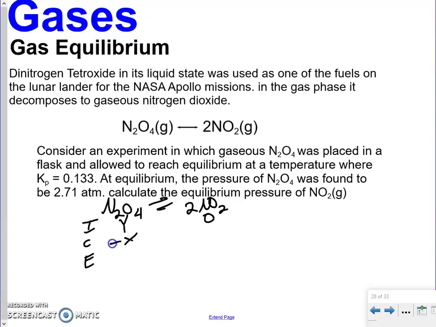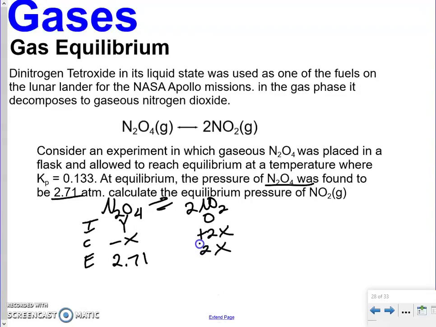From there, we have minus X for the N2O4 plus 2X. And I know it's plus and minus here because I have 0 of the NO2, so it has to shift to create that NO2. So plus 2X, the 2 coming from the coefficient, because for every one of these, 2 of these are being formed. And we're left with Y minus X equals 2.71 because we're told that N2O4 at equilibrium is 2.71 atm. And down here we have 2X.